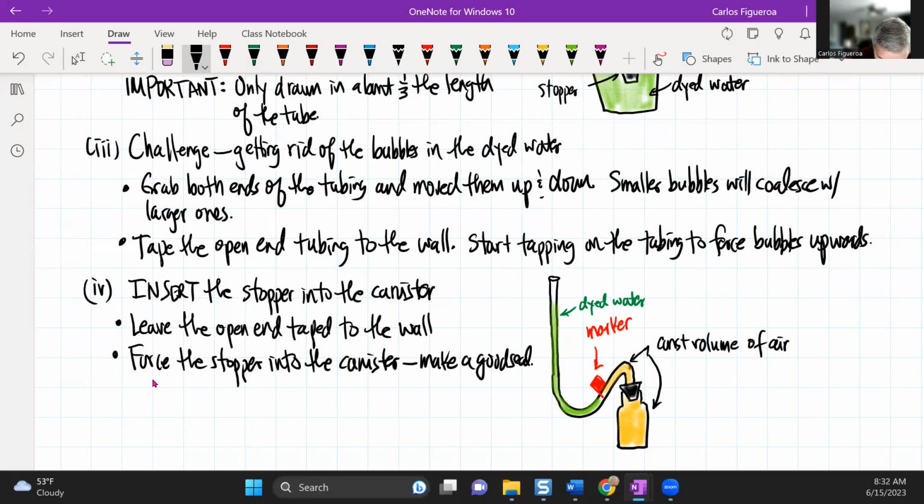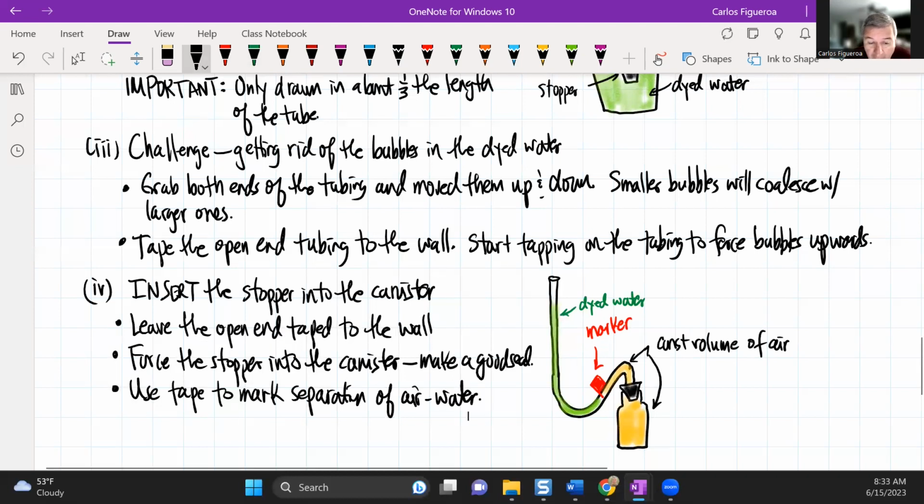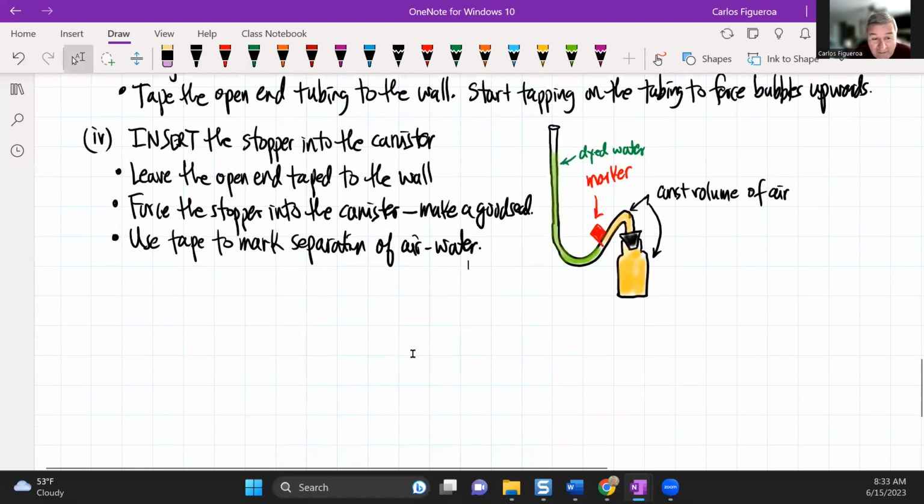And then finally, use tape to mark the separation of air and water. So now, let's make the pressure and temperature measurements. That came out nice.